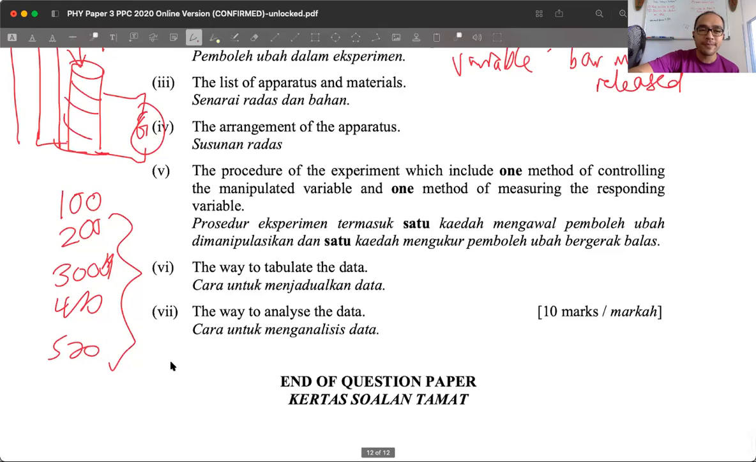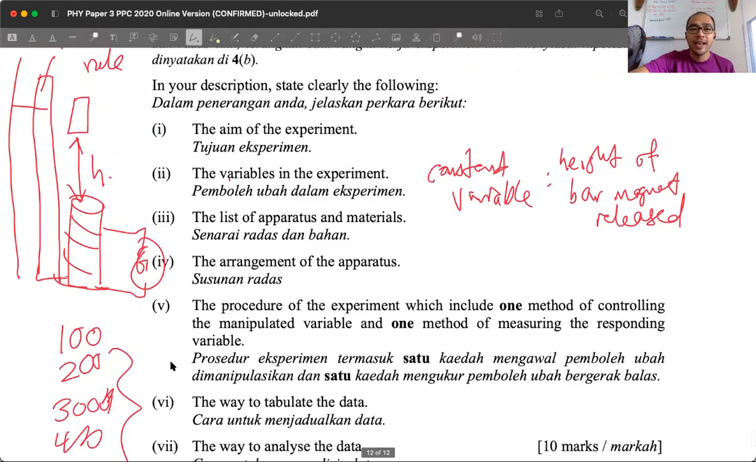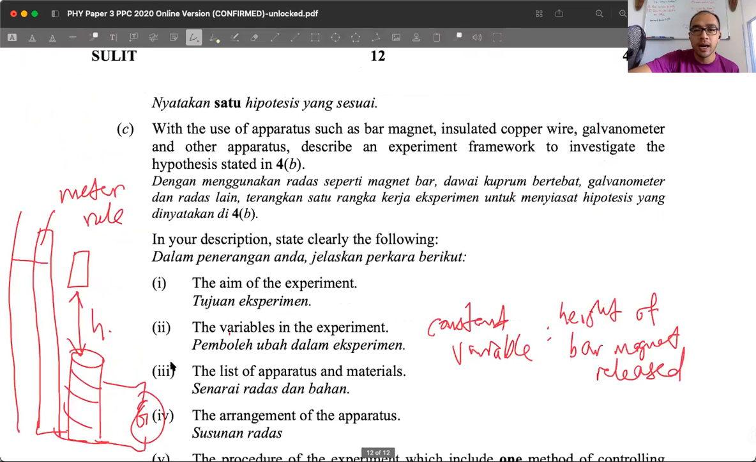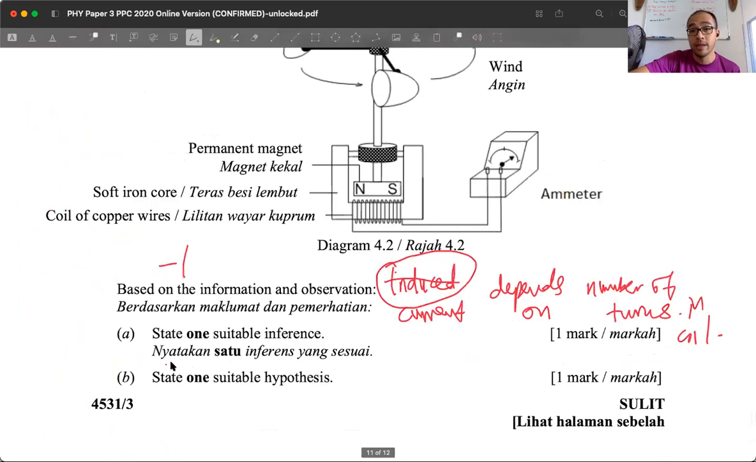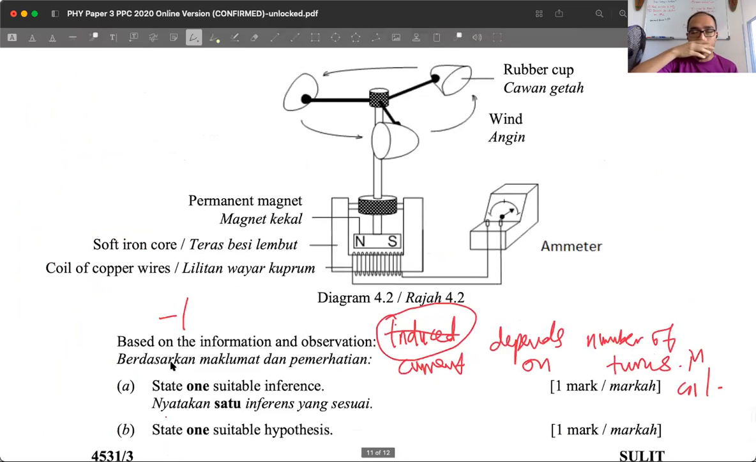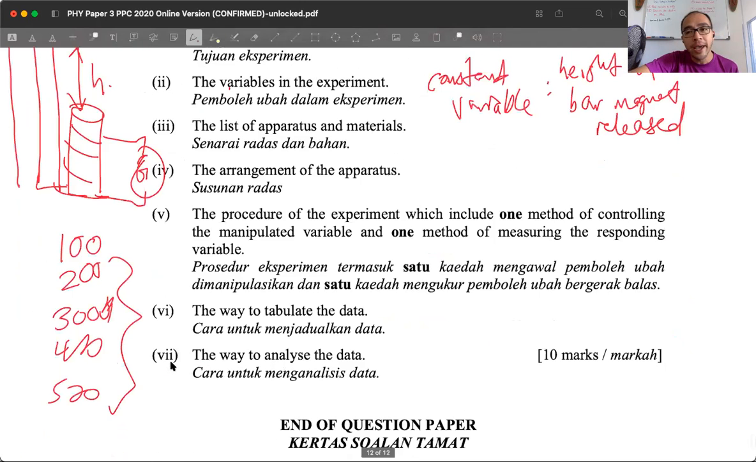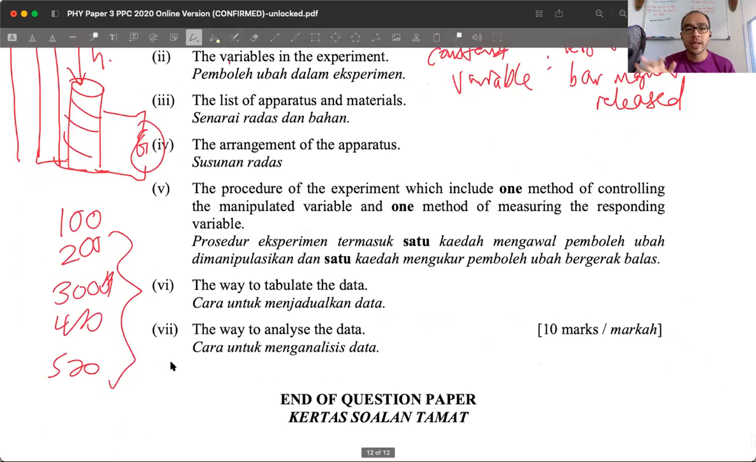Sorry, this one I must mention lah. Okay, because this experiment is so familiar, right? I noticed lah that there is a trend among certain students kan. The experiment is almost identical lah.